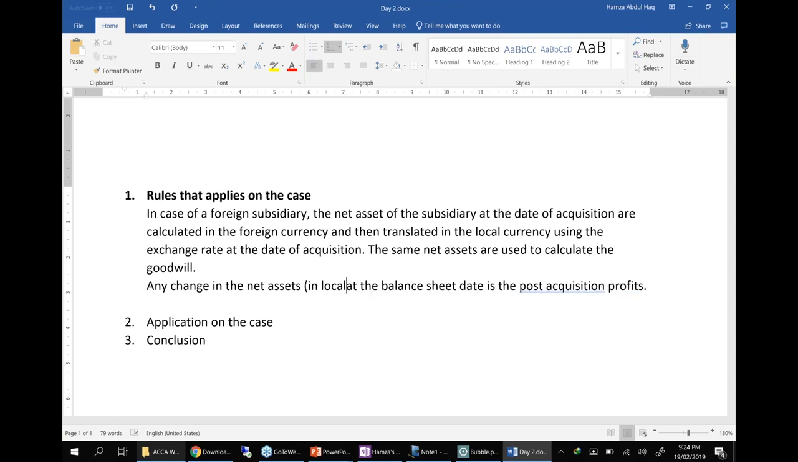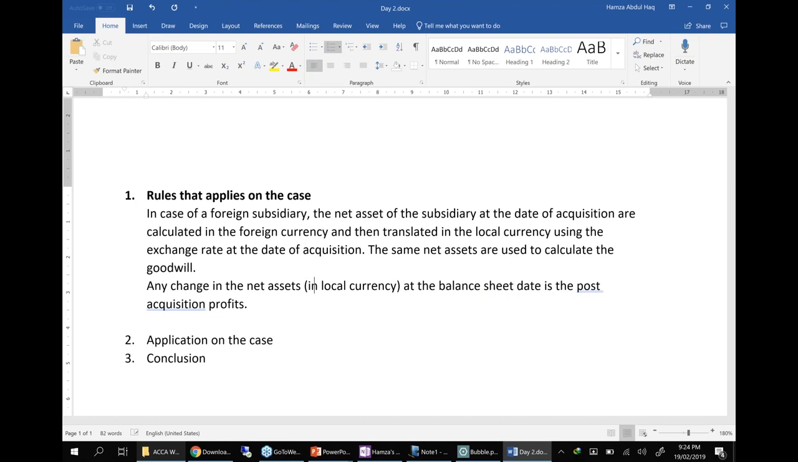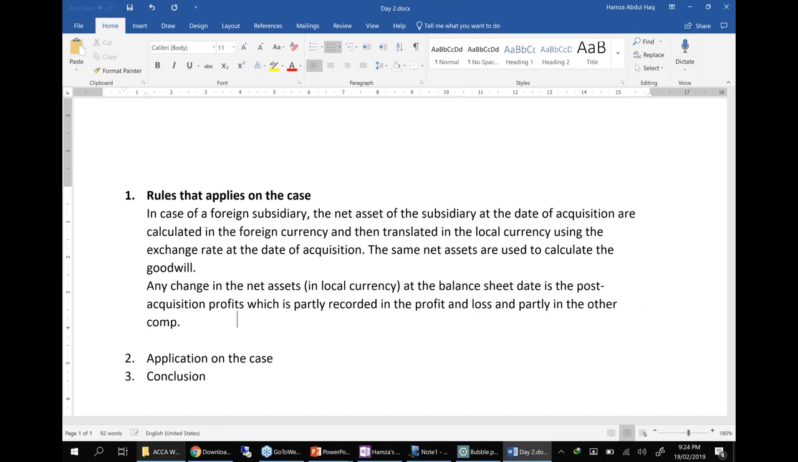I'm writing in local currency. So any change in the net assets in the local currency at the balance sheet date is the post acquisition profits, which is partly recorded in the profit and loss and partly in the other comprehensive income.